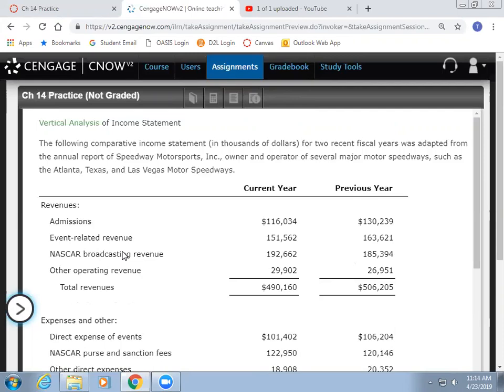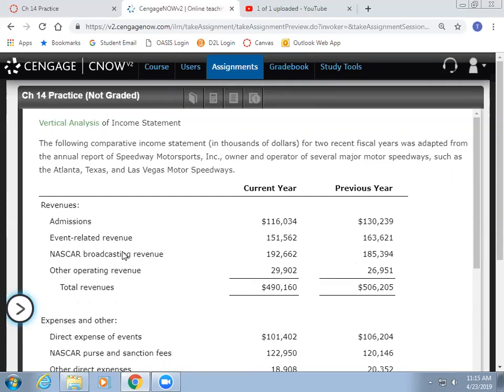There are 3 main measures that we look at for analysis. The first one is what we call vertical analysis. Here, on the income statement, we're going to look at the percentage of sales of each account. This one's on an income statement, but we can also do vertical analysis on a balance sheet. All we're doing is taking each account and dividing it by total revenues to get percent of total revenues.